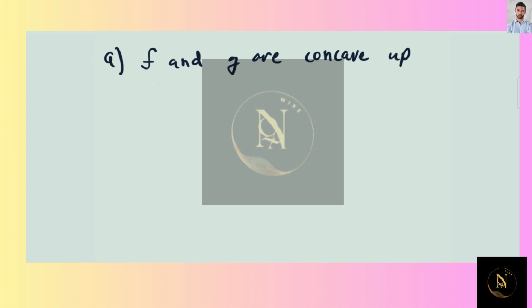We're told that f and g are both twice differentiable and also that they are concave up on the interval I. What we want to show is that f plus g is also concave up on this interval. The way we're going to do that is we know that f plus g is just the summation of these two functions.